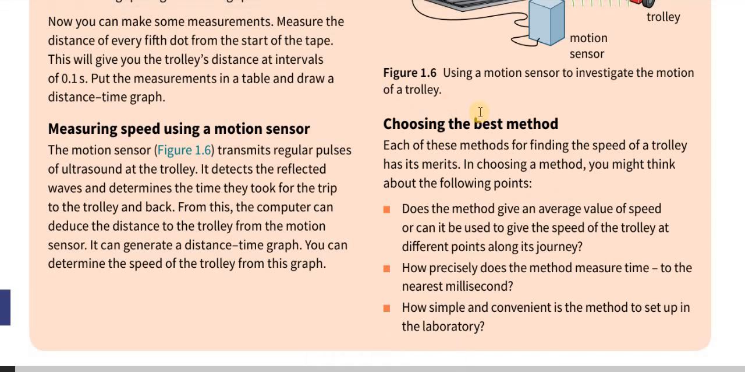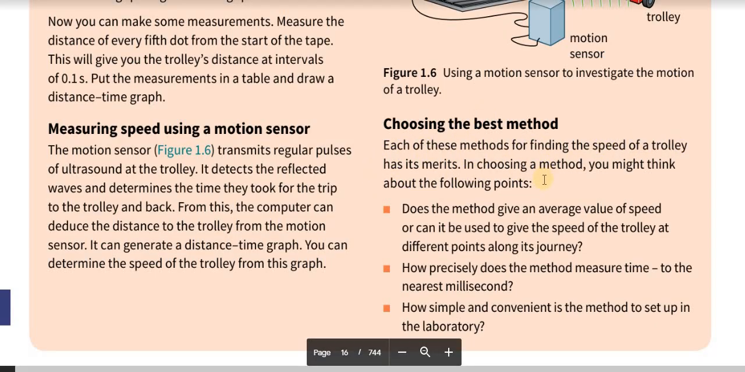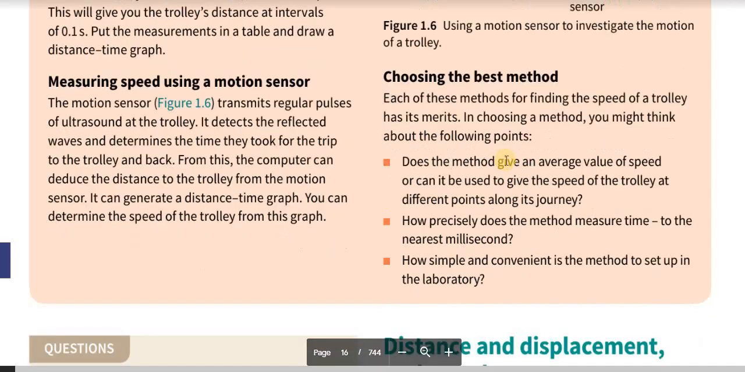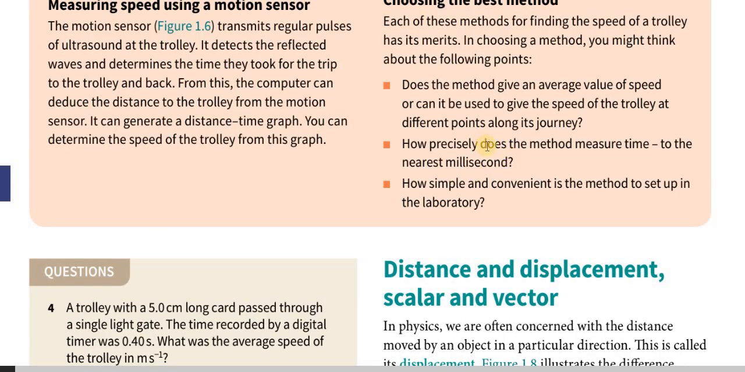Okay, so in an experiment, you have to tell which is the best method to use. You have to pick the method that is the best for that particular experiment. Each of these methods for finding the speed of a trolley has its merits. In choosing a method, you might think about the following points. Does the method give an average value of speed, or can it be used to give the speed of the trolley at different points along its journey? How precisely does the method measure time to the nearest millisecond? How simple and convenient is the method to set up in the lab? Okay, so when you do practicals, you will understand this better, which method to use.